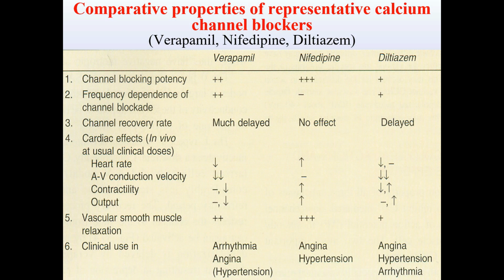And here you can see comparative properties of representative calcium channel blockers: verapamil, nifedipine, and diltiazem. Their channel blocking potency, frequency dependence of channel blockade, channel recovery rate, cardiac effects in vivo at usual clinical doses, for example heart rate, AV conduction velocity, contractility, output, vascular smooth muscle relaxation, and their clinical use in different cardiac pathologies.